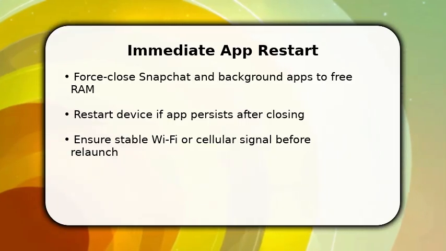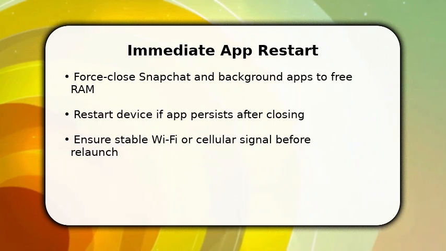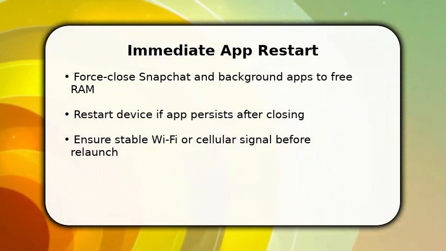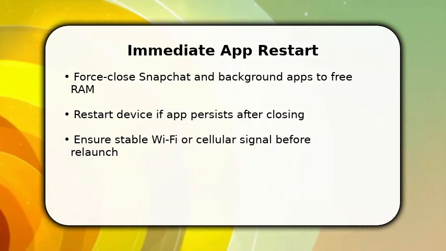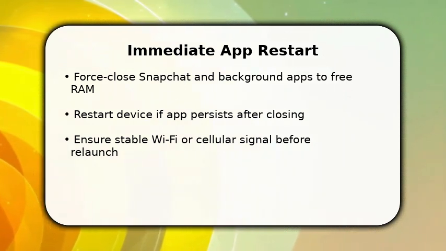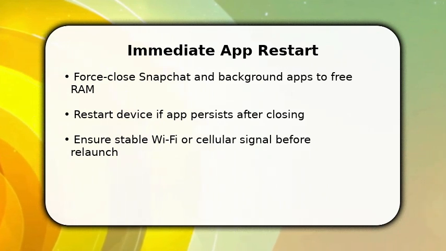You start by force closing Snapchat and any heavy background apps to free memory. This often clears transient freezes. Once done, power cycle your device. Turn it off, wait 10 seconds, and turn it back on to reset system resources and network stacks.